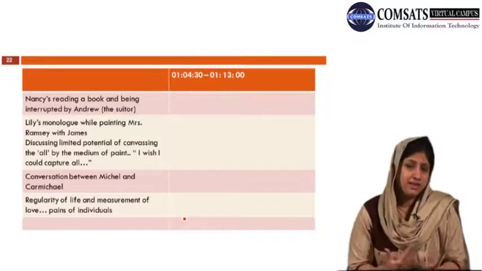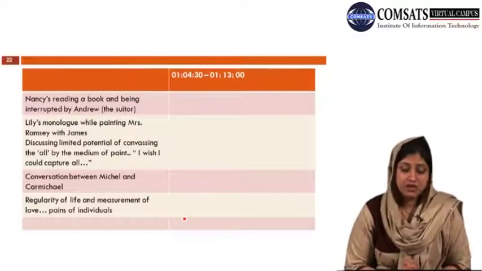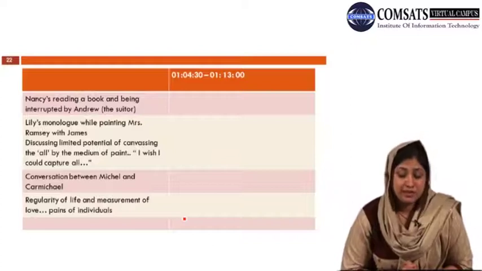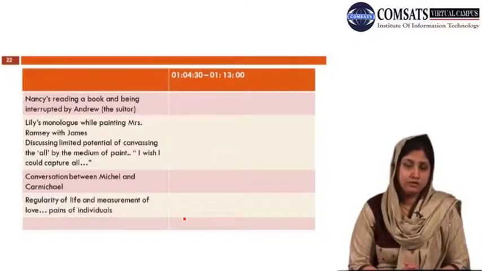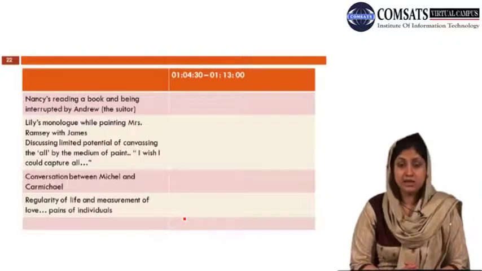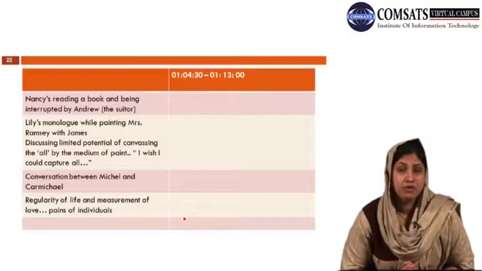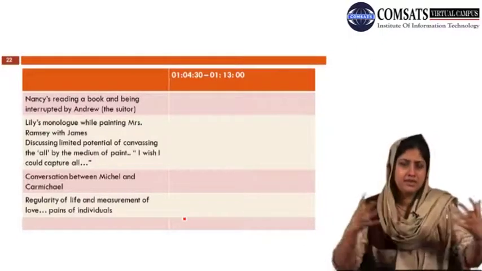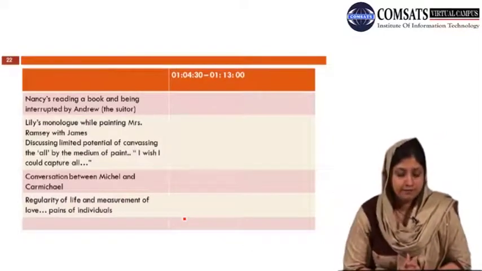and lets you understand how she looks at life and what meanings she derives from life. Again, Lily's monologue while painting Mrs. Ramsay with James, discussing the limited potential of capturing it all by the medium of paint, is another philosophy of finding meaning of life. I wish I could capture all the capacity she would want to match with the capacity of life.